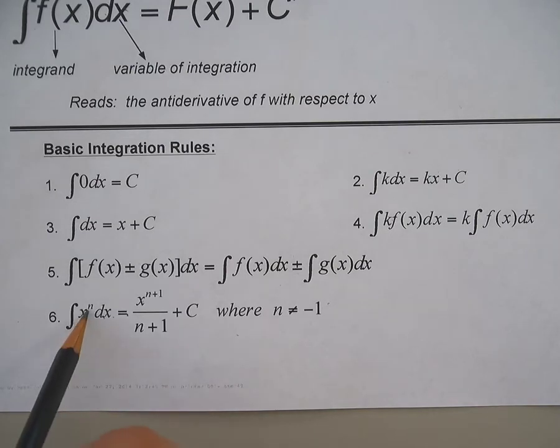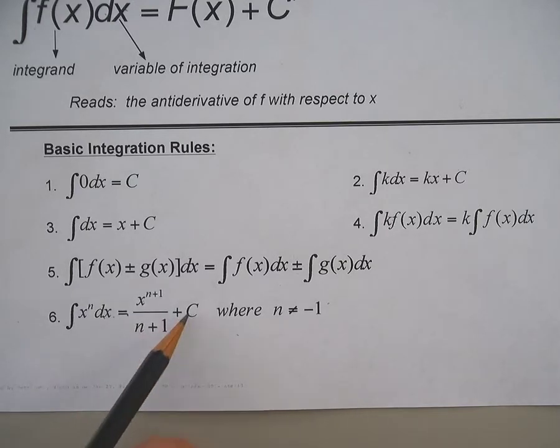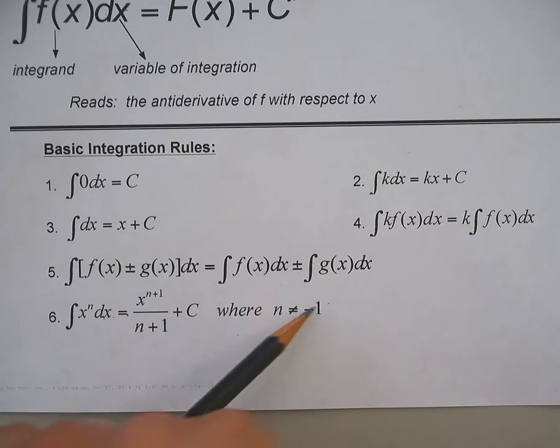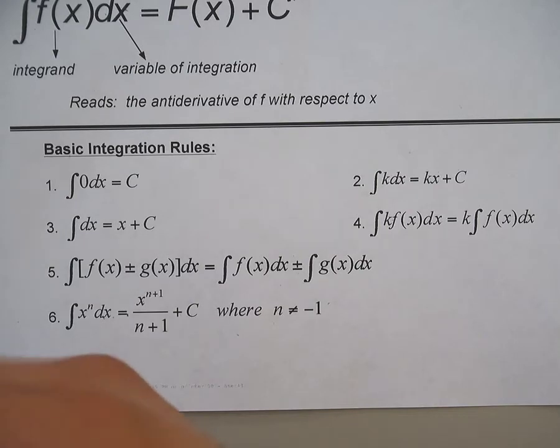So the integral of x to the n dx equals x to the n plus 1 over n plus 1, plus c. n cannot be negative 1. All right. So again, those are just a few of the different relationships that we have with integration.